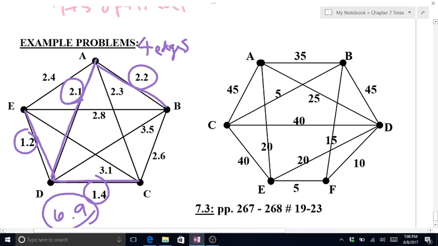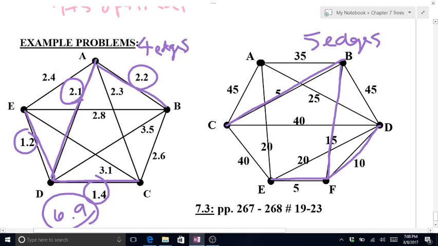And the one on the right has 1, 2, 3, 4, 5, 6 vertices, so we need 5 edges. My smallest is this 5 and this 5 here, so I'm going to use them both. They don't complete a circuit. Then I can use edge F to D, which is 10. My next smallest is 15, so that connects B and F.